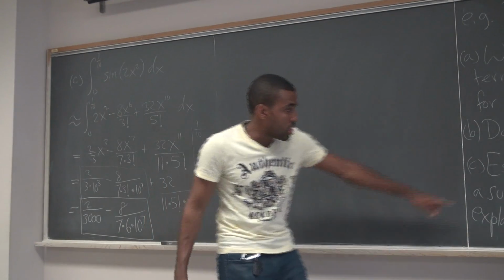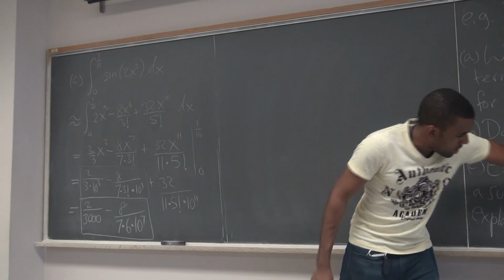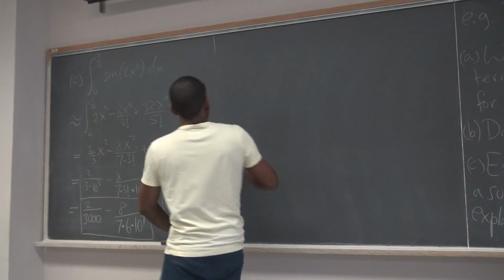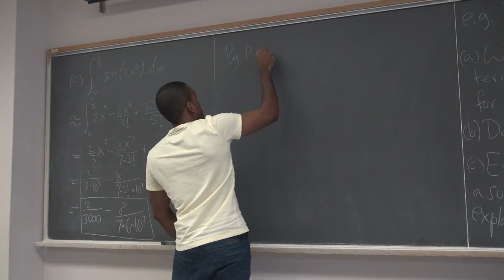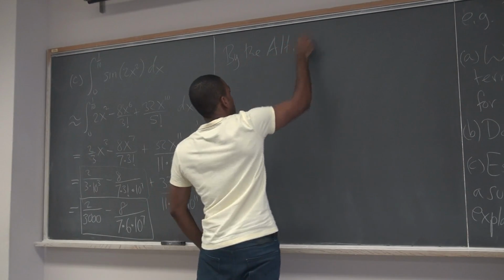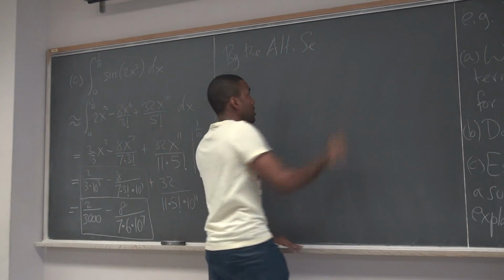So it says here, give with explanation an upper bound for the error. By the alternating series approximation theorem, that's my explanation.